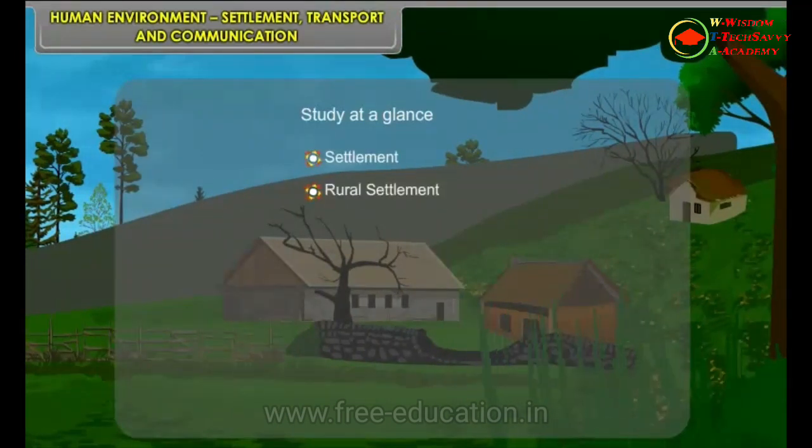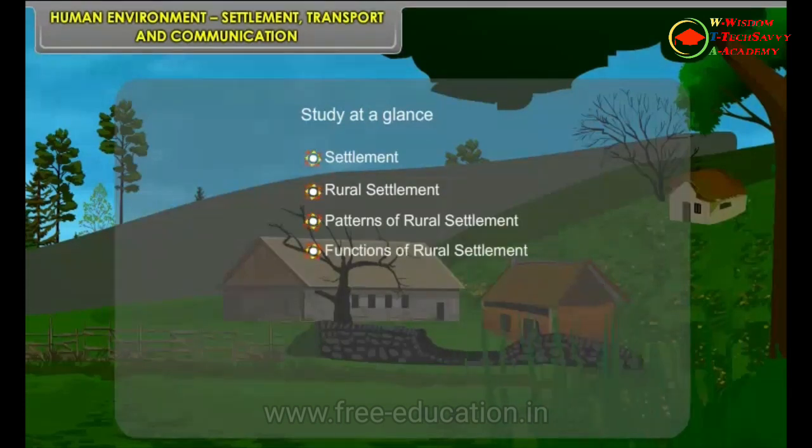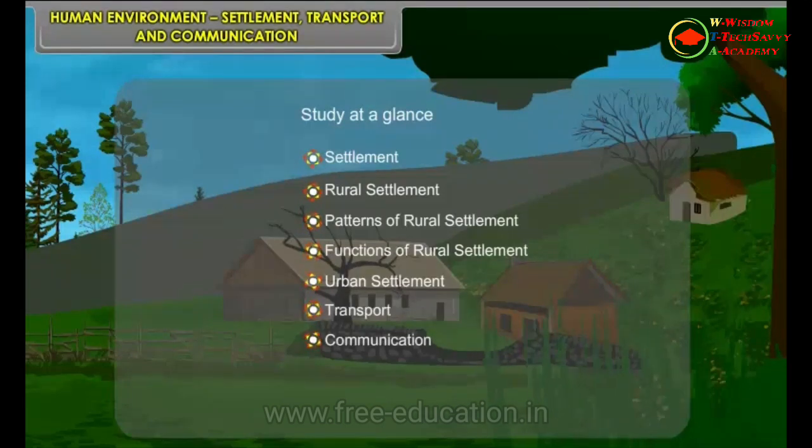Rural settlement. Patterns of rural settlement. Functions of rural settlement. Urban settlement. Transport, communication.